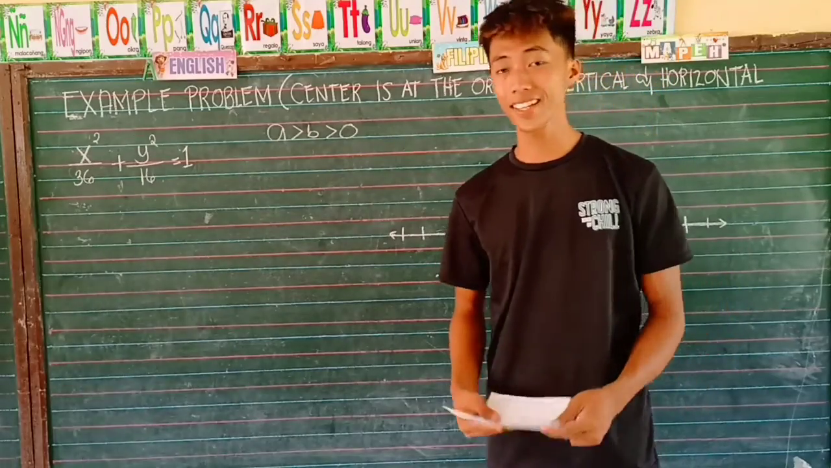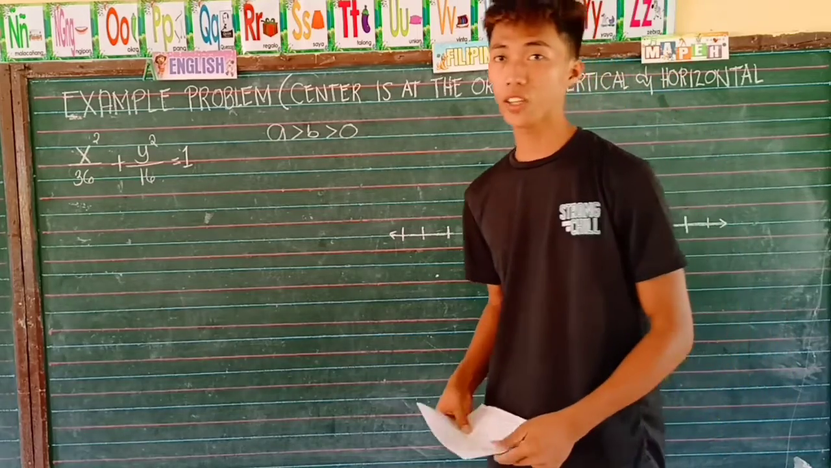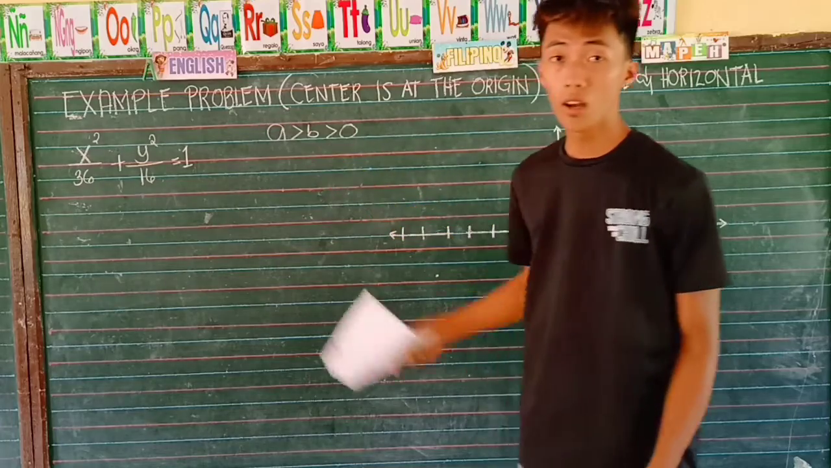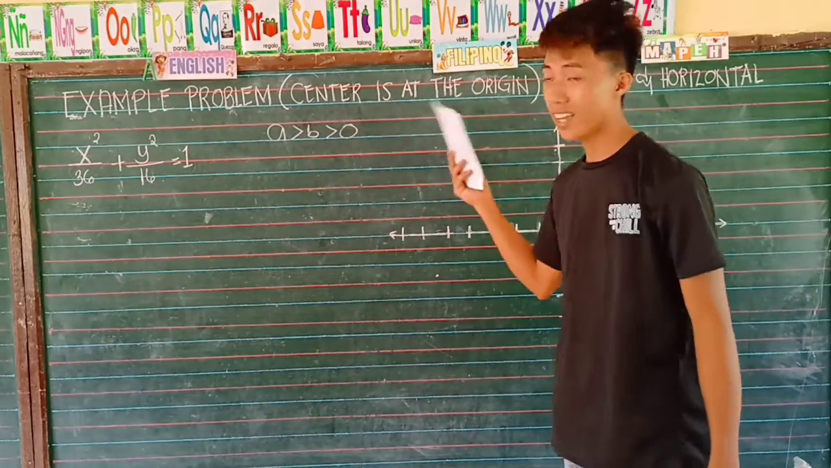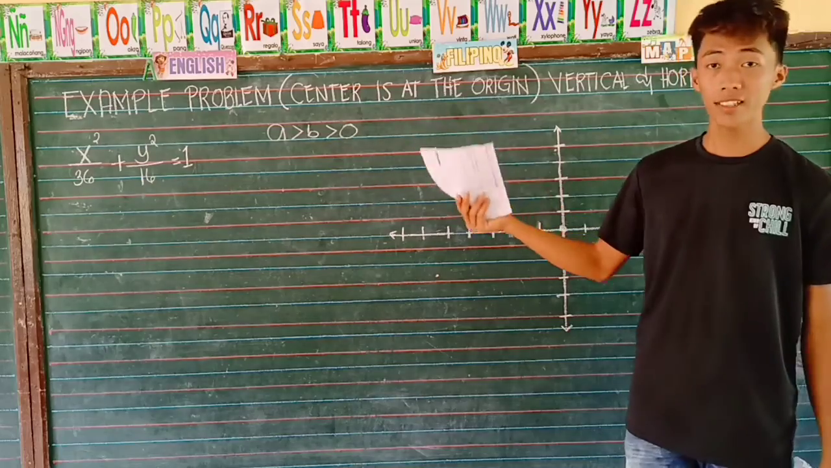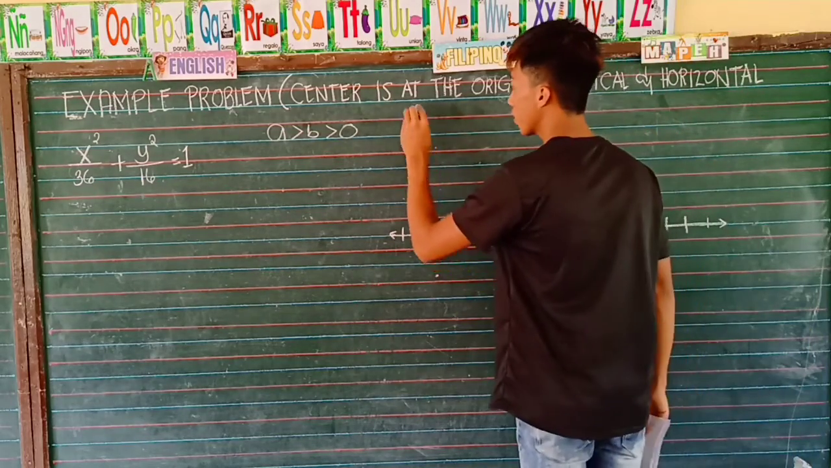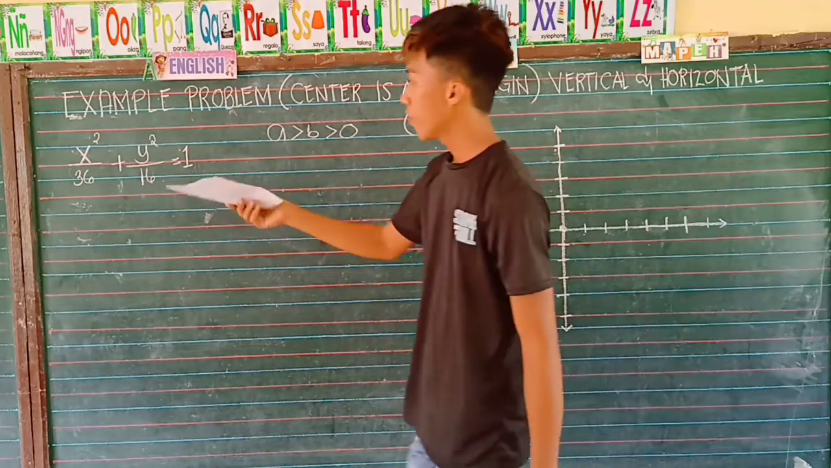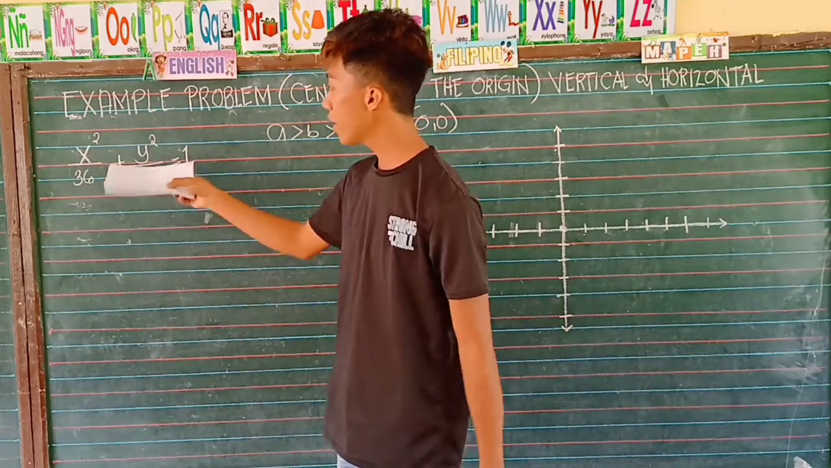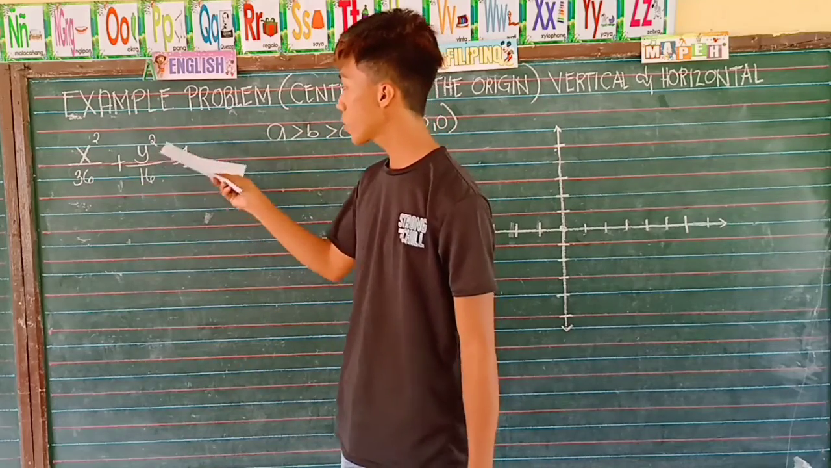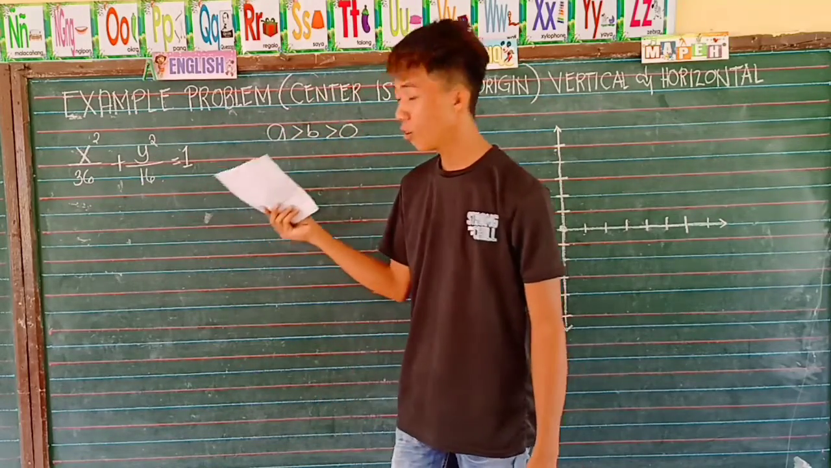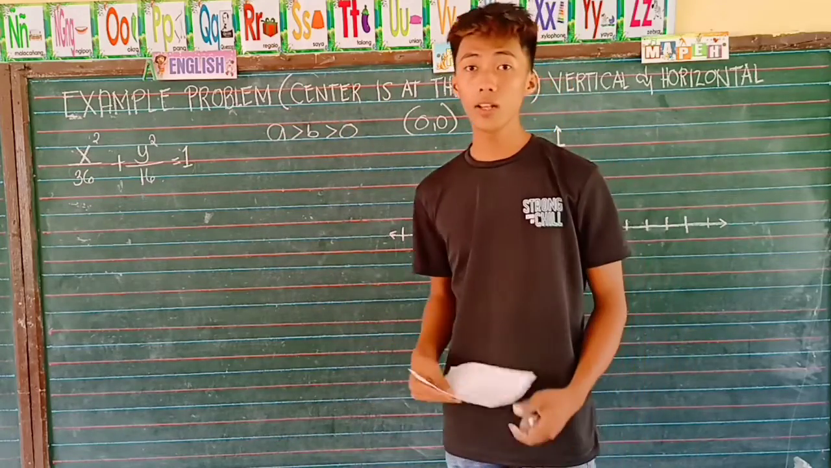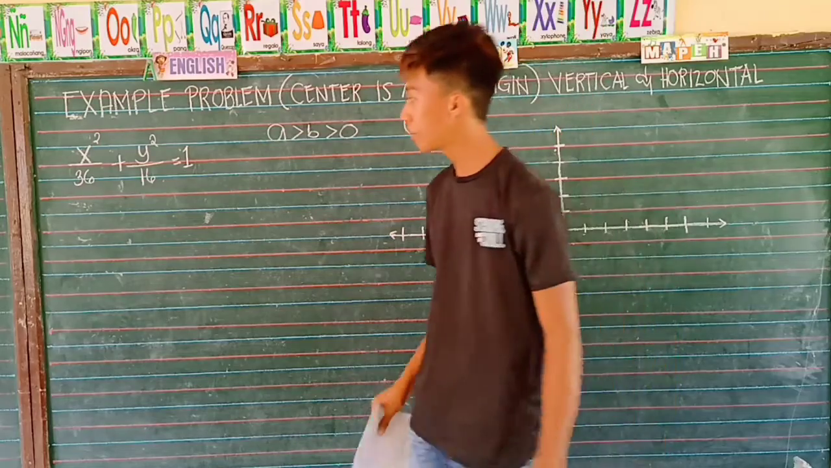Good afternoon once again. In this part of the video, I will give you two examples, the example problem of an ellipse when the center is at the origin. So, if we say the center is at the origin, our center is (0, 0). Then, first example: x squared over 36 plus y squared over 16 equals 1. So first, we will find the value of a and b.